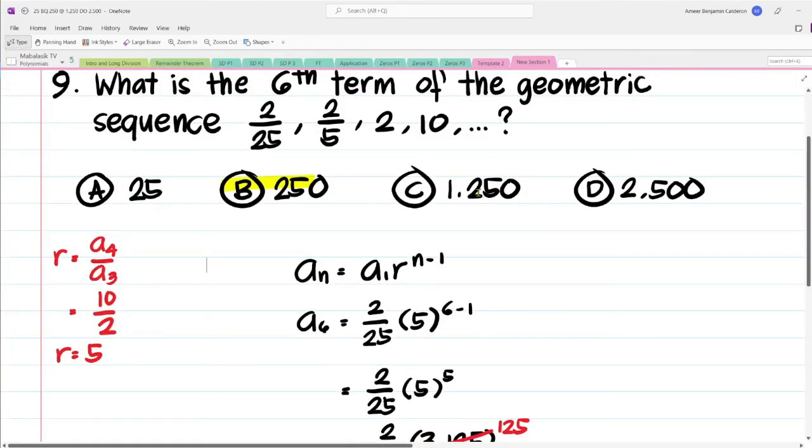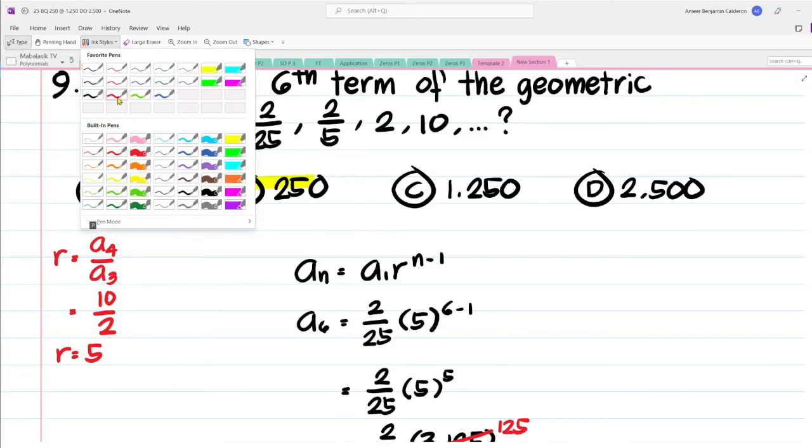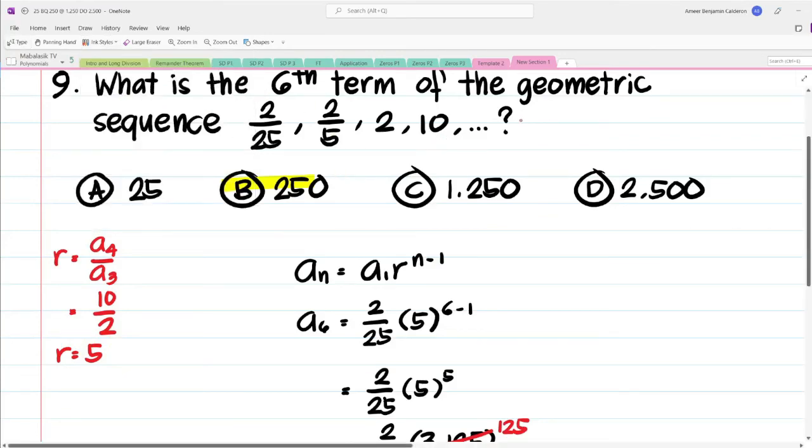Or you can just continue the pattern. Alam na natin yung common ratio na 5, di ba? So 10 times 5, 50 times 5, 250. Pang-anim lang naman yung hinahanap, di ba? So pwede din yun. Para di na kayo mahirapan. O kagaya ng sinabi ko kanina, basta makukuha yung tamang sagot, okay yun.